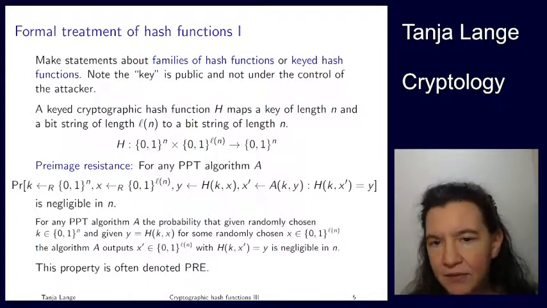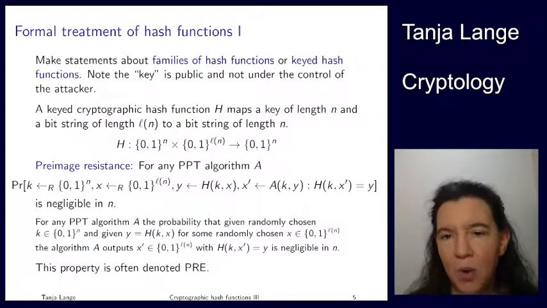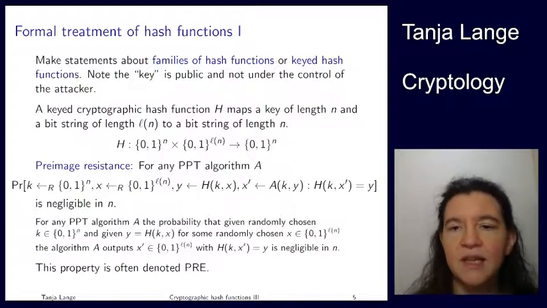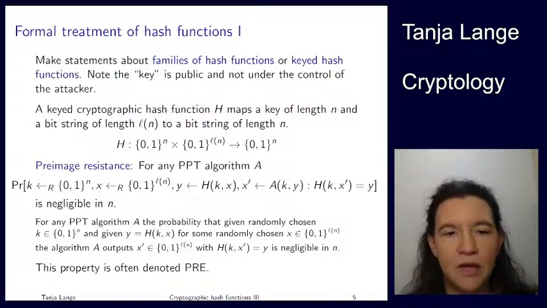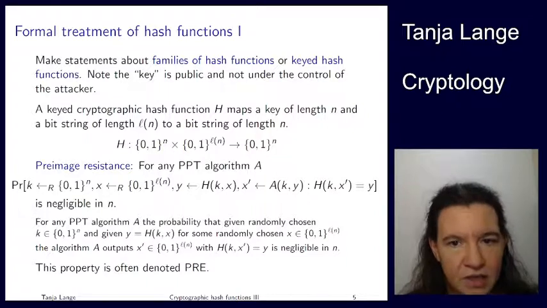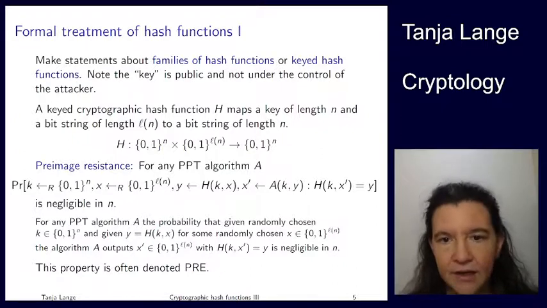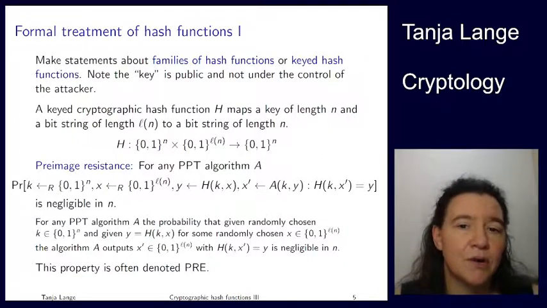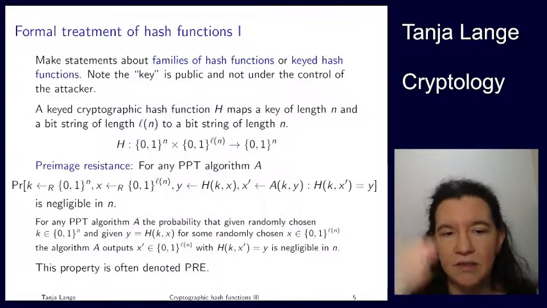So A is given this key k, index into the hash function in the family, and y, then outputs an x prime, and then the probability that with all these inputs, the x prime satisfies that also the hash maps to y is negligible. And again, this could be because the algorithm outputs invalid x, or it could be that the algorithm rarely outputs anything. So it could be that it just says, nope, sorry, I'll just give up.